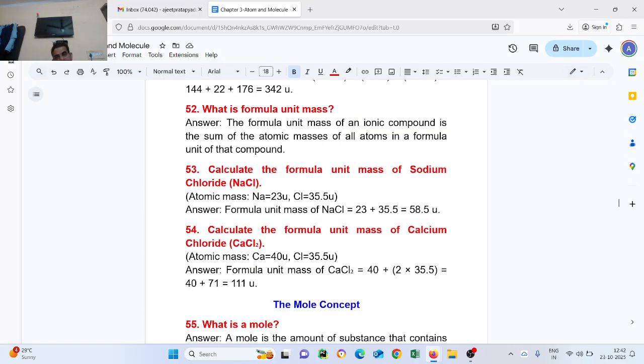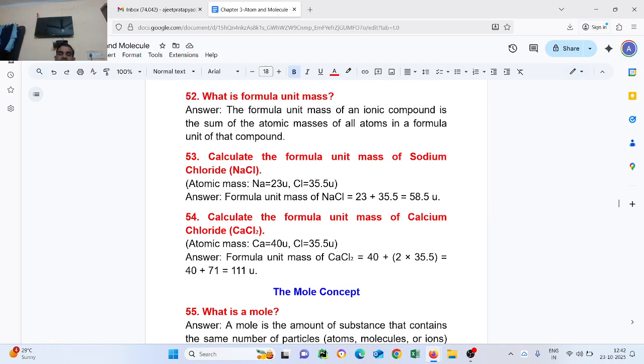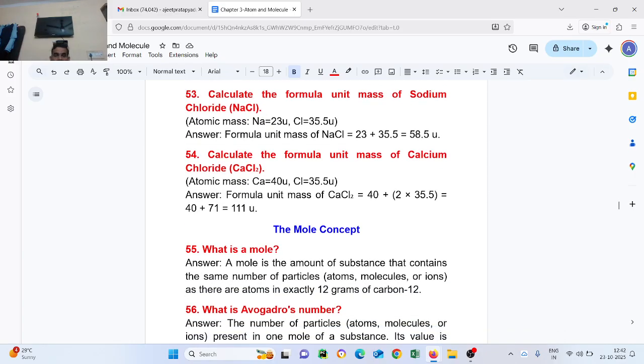54. Calculate the formula unit mass of calcium chloride, CaCl2. The atomic mass of calcium is 40 u, chlorine 35.5 u. Answer: Formula unit mass of calcium chloride is 40 plus 2 multiplied by 35.5, equal to 40 plus 71, equal to 111 u.